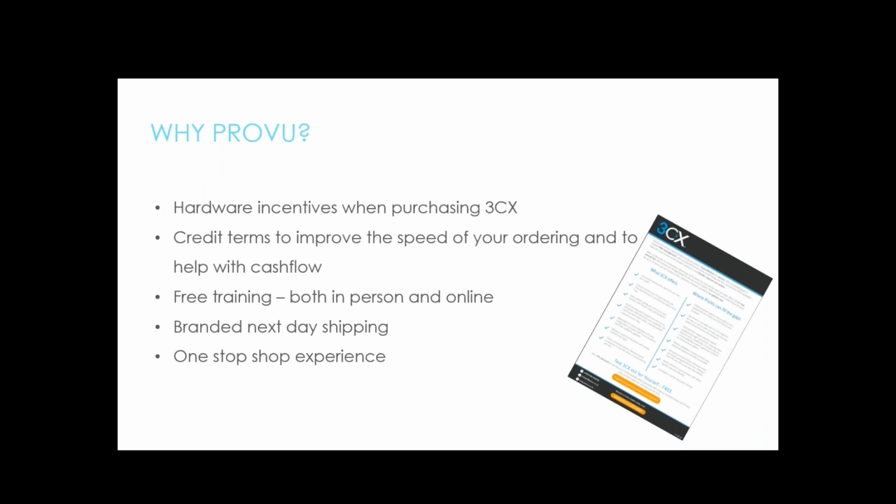So there's hardware incentives. If you're already a 3CX partner, of course, you still get access to your incentives when purchasing 3CX. So 5% on Fanvil and Snom, which is really, really nice. You've got credit terms to improve the speed of your ordering. With 3CX, you can't get credit, but of course, with us, that's something we can definitely look at for you. It just helps with cash flow and also speeds up the whole ordering process.